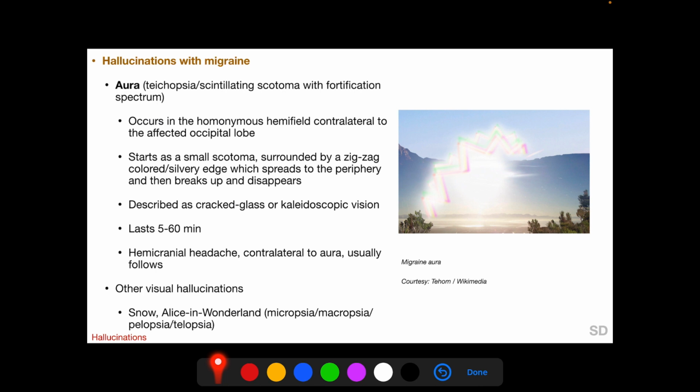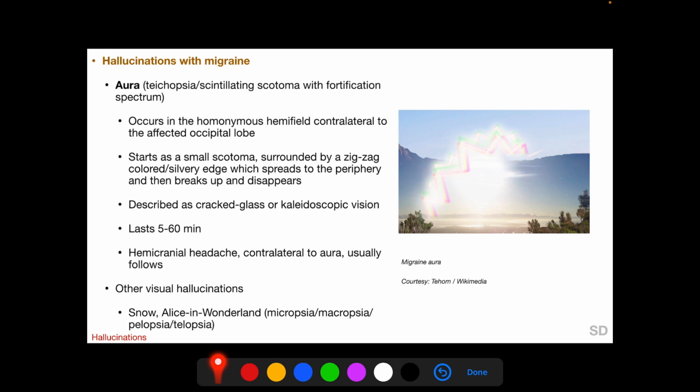Hallucinations can occur with migraine and is very well known as aura, also known as teichopsia or a scintillating scotoma with fortification spectrum. This typically occurs in the homonymous hemifield contralateral to the occipital lobe affected with migraine, and it starts as a small scotoma surrounded by a zigzag colored or a silvery edge, which then spreads to the periphery, then breaks up and finally disappears. And it is variously described as a cracked glass or a kaleidoscopic vision. It lasts 5 to 60 minutes, followed by a hemicranial headache which is usually contralateral to the aura.